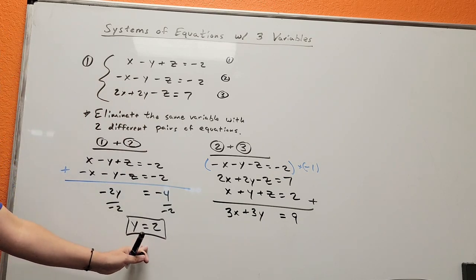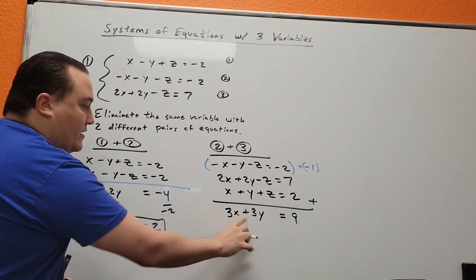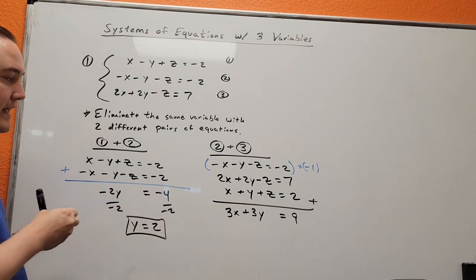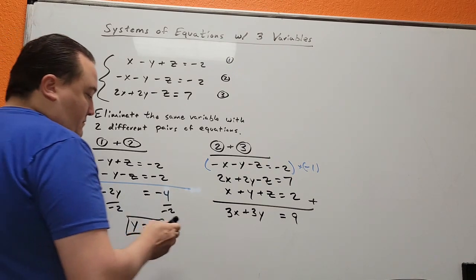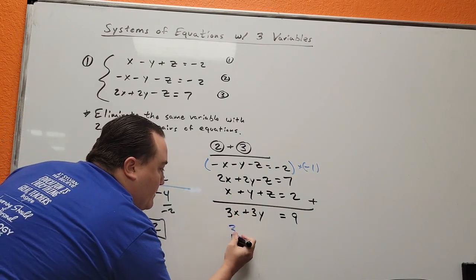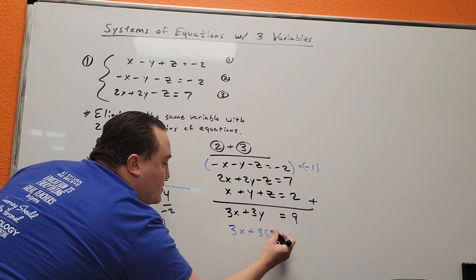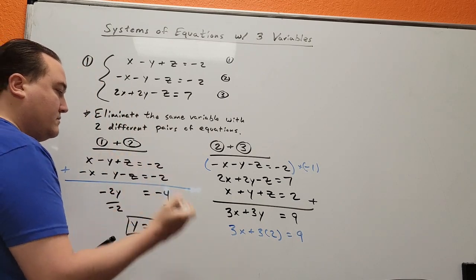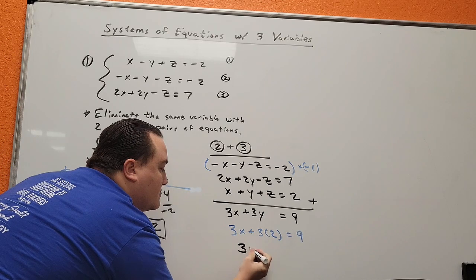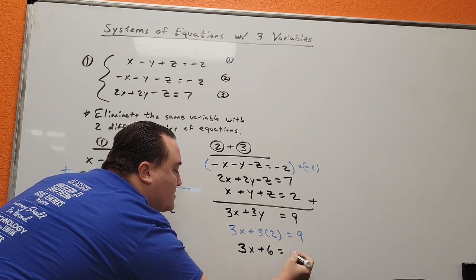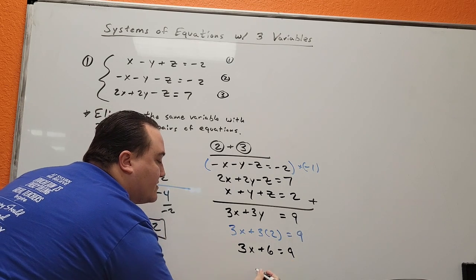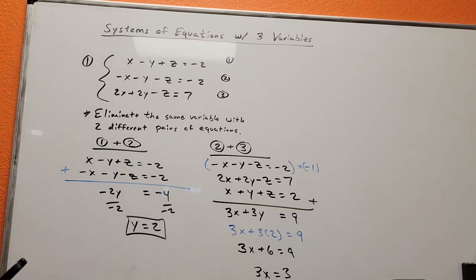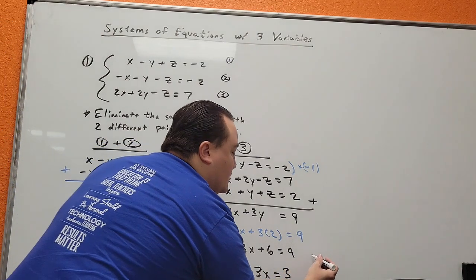And since we know what y is already, usually we would do another elimination with these two equations. But since we know y, we're just going to plug that in and get x. So y is 2, so we have 3x plus 3 times 2 equals 9. So that's 3x plus 6 equals 9. Minus 6, that gives us 3x equals 3. And that'll give us x equals 1.